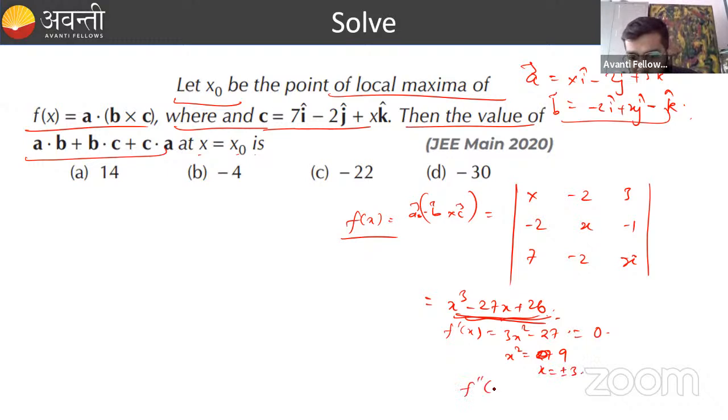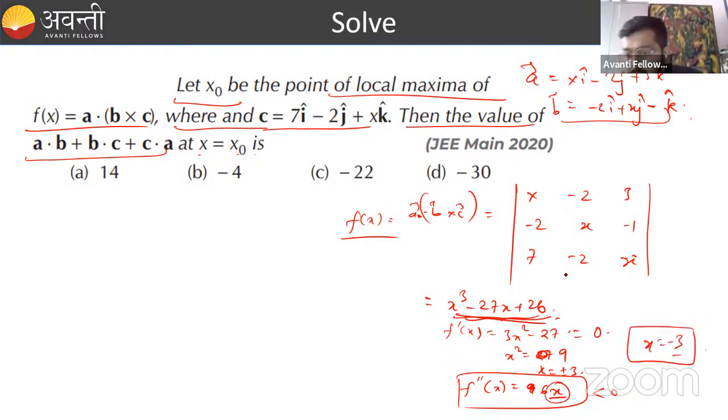Now I will do the double differentiation. f double dash x will be 6x. For maxima, f double dash x should be negative. So 6x will be negative when x equals minus 3. So x equals minus 3 is the point of local maxima.